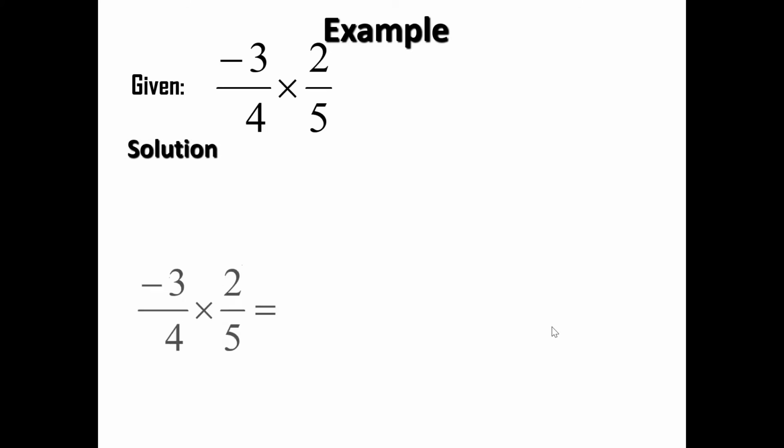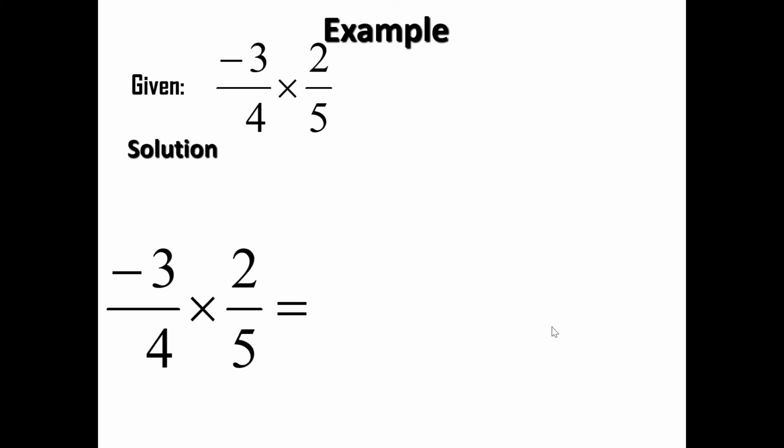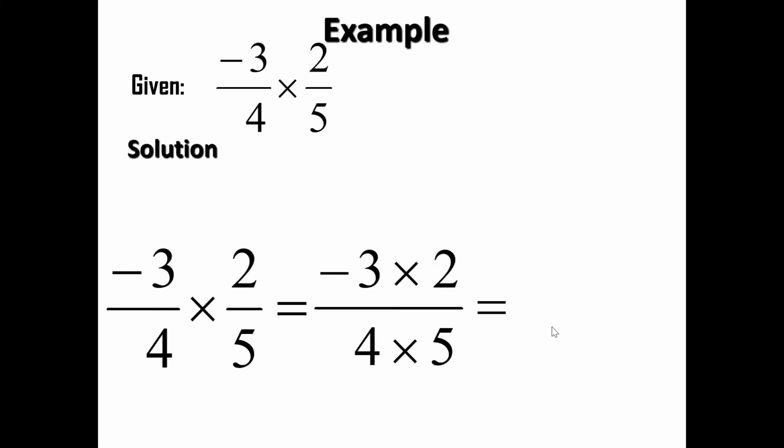Another example. Given -3/4 times 2/5. Solution, -3/4 times 2/5. So again, multiply po natin yung -3 sa numerator na 2 at yung denominator na 4, multiply natin sa denominator na 5.